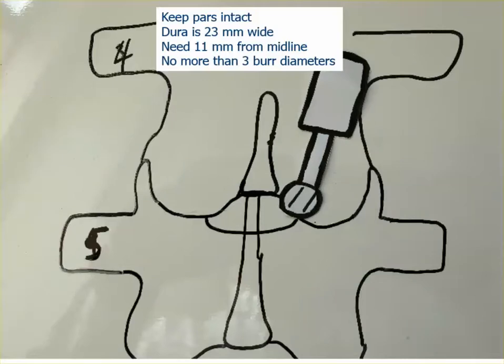Now the next step is you open up the lamina. You have to keep the pars intact. The pars is lateral. You don't want to break that, get a pars fracture, because then you have instability. Now remember we said 23 millimeters? The dura is 23 millimeters. So basically on one side you need 11 millimeters. Under the microscope it's no more than 3 burr diameters because the burr is 3 millimeters. So that's kind of a simple dirty way.